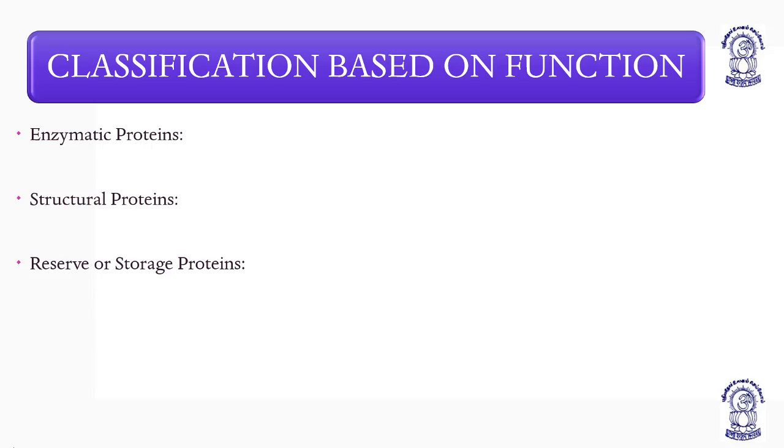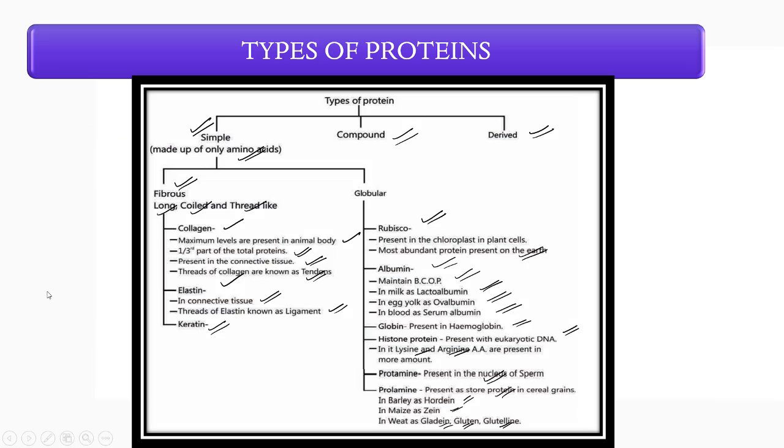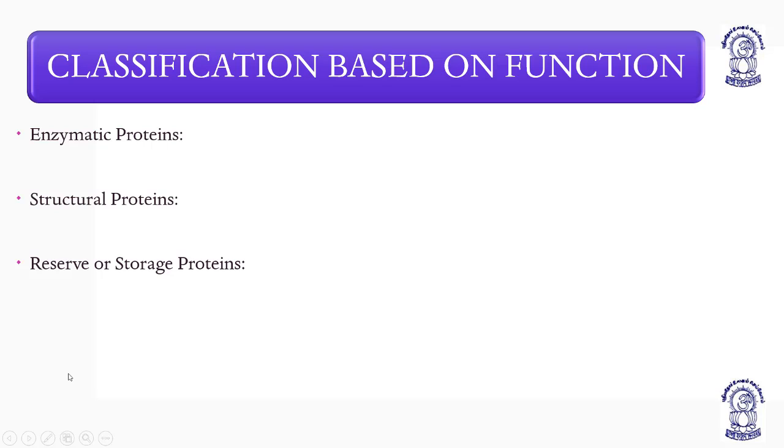And the major types are simple, compound, and derived. The simple proteins are further classified into fibrous and globular on the basis of shape. We have already done it. Then classification based on function. Depending upon the function, proteins are classified into enzymatic and non-enzymatic types. The non-enzymatic types include structural proteins, storage proteins, protective proteins, hormonal proteins, transport proteins.